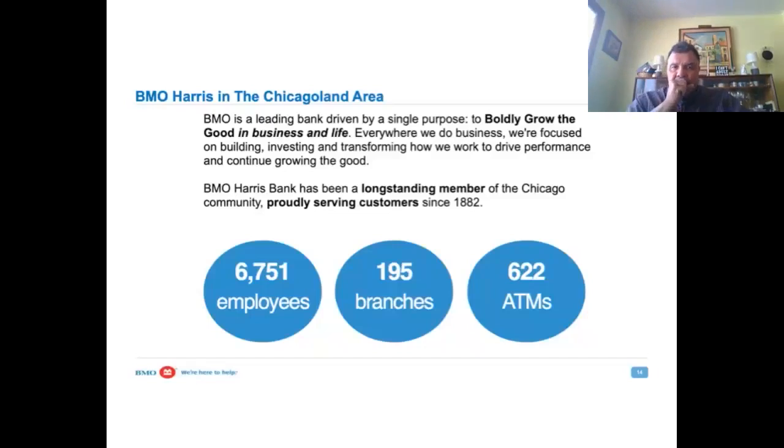So we're going to talk real quickly today about how to apply for a PPP loan and things that you need to think about as you encounter one of our branches. One of the great things is we have a tremendous footprint in the Chicagoland area. We've been here since 1882. We have almost 200 branches only in Chicago. If you get outside, there's obviously quite a few more in the collar counties, and about 7,000 employees between our corporate areas as well as those various branches. Next slide, please.